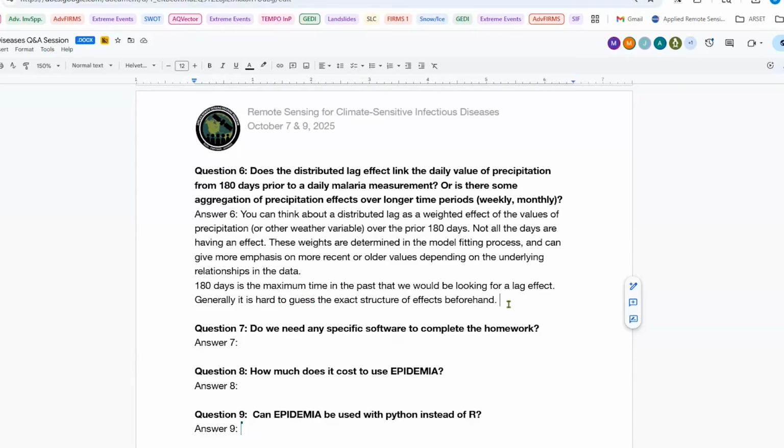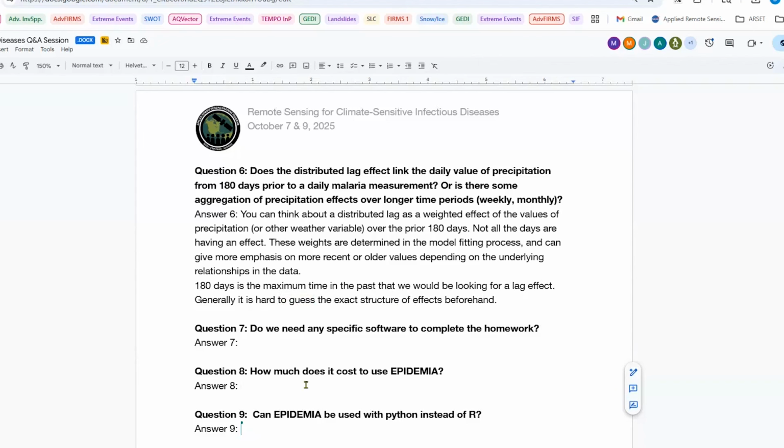Okay, thank you for that, Mike. And then a set of related questions here that I think should be straightforward to answer. How much does it cost to use EPIDEMIA? And can EPIDEMIA be used with Python instead of R?